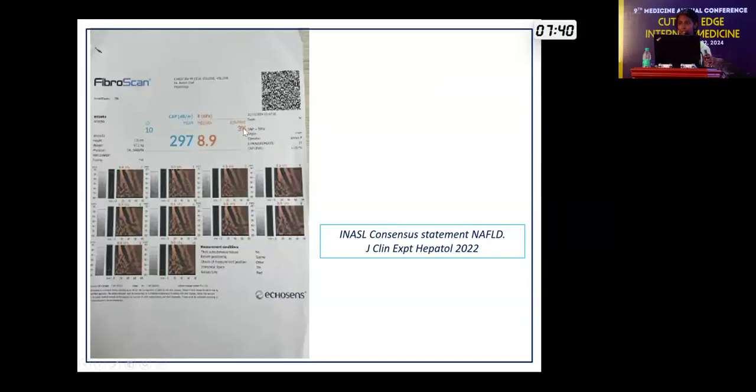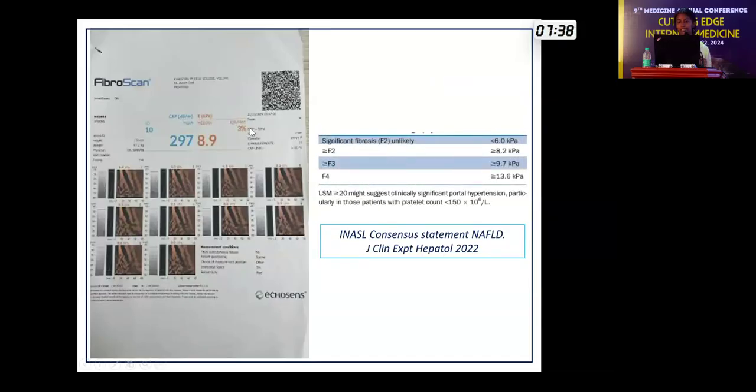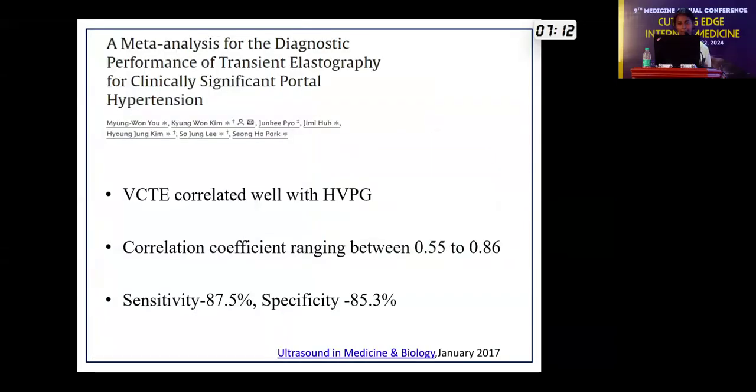On the right, there's also an IQR value. An IQR less than 30% tells you that inter-observer variability is less and your fibroscan report is probably accurate. We take around 10 measurements. So this is the INASL cutoff for fibroscan measures. So anything less than 8 rules out significant fibrosis. More than 8 is F2 fibrosis. More than 9 is F3 fibrosis. And beyond 13.6 is F4 fibrosis.